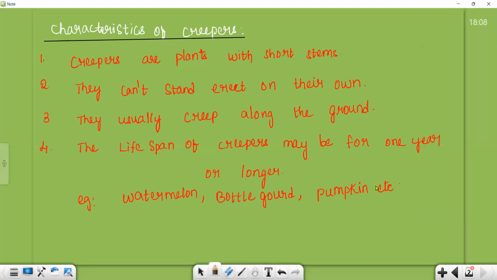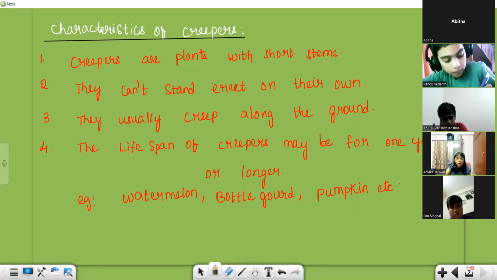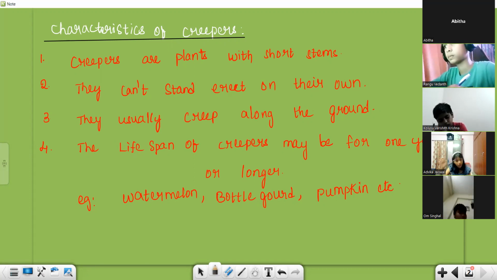Ma'am, can we say that it grows fruit that would be heavy, and only then can it be a creeper? No, actually, it depends on the stem. Okay, ma'am. And for this, yes, as you are telling, watermelon, bottle gourd, pumpkin, and all this fruit is very heavy.